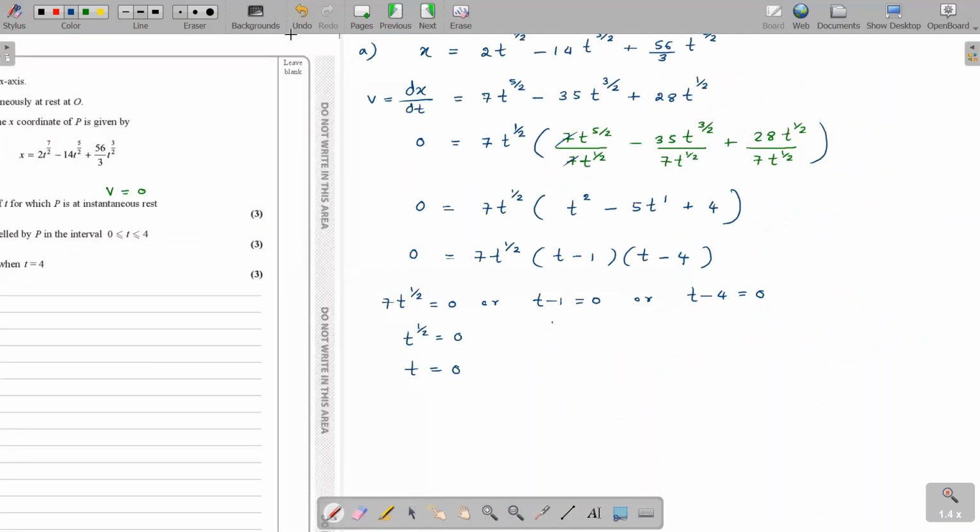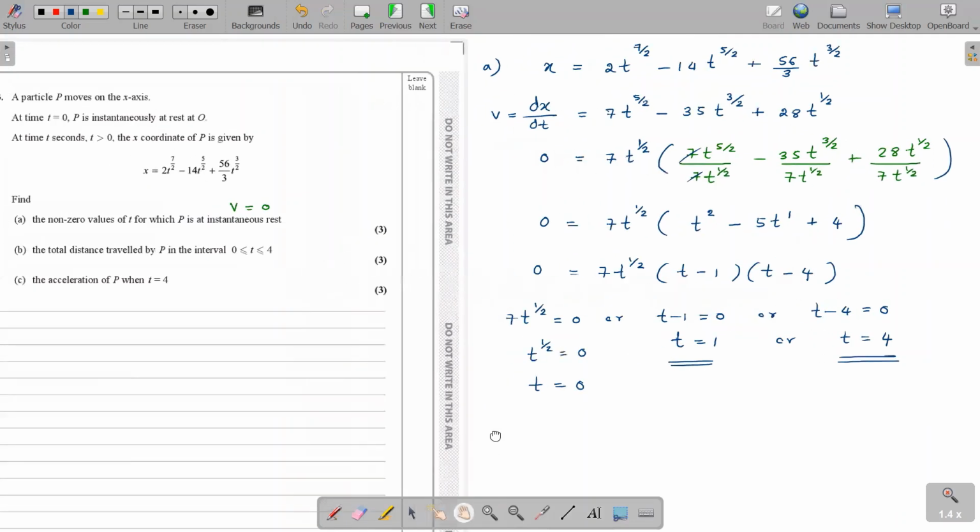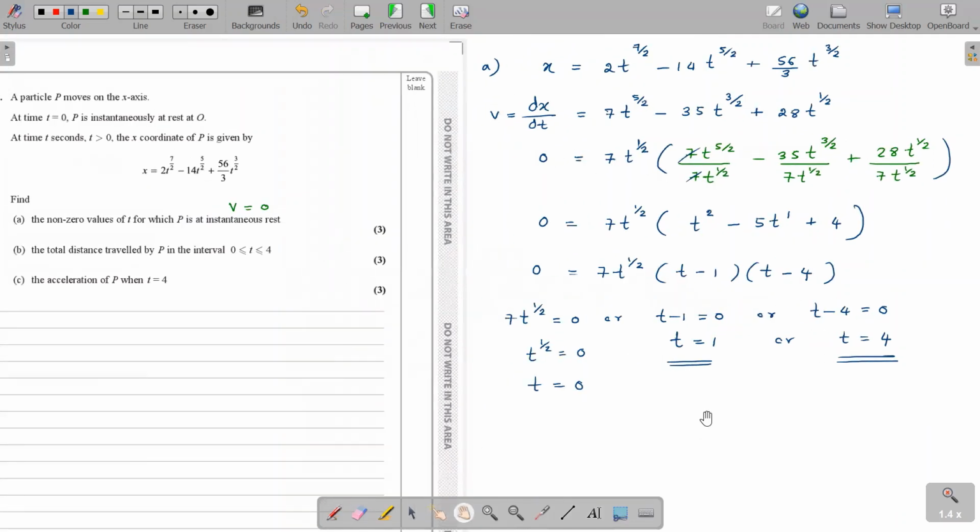We need the other values. So the other values I have here: t equals 1, and the other value I have is t equals 4. Okay. So these are my two non-zero values of t for which P is at instantaneous rest. Is that okay?